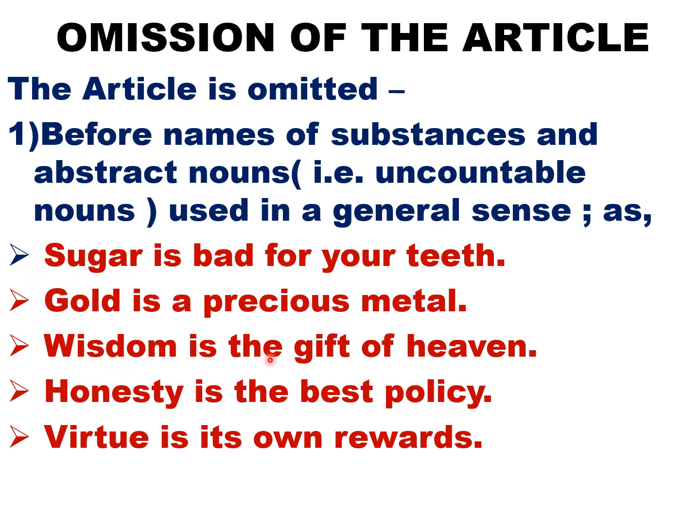Wisdom is a gift of heaven. Honesty is the best policy. Virtue is its own reward. Here, wisdom, honesty, and virtue are abstract nouns. Abstract noun is a noun which denotes an idea or quality. Wisdom, honesty, and virtue are qualities. There is no need to use articles before these abstract nouns.